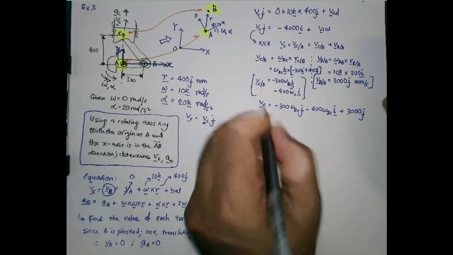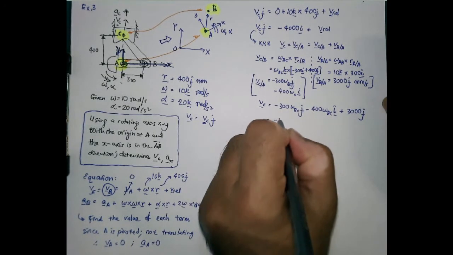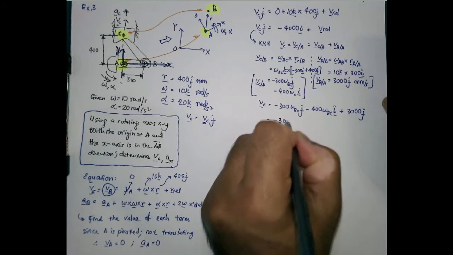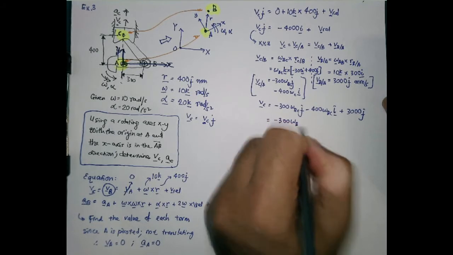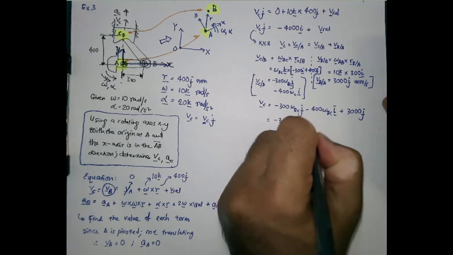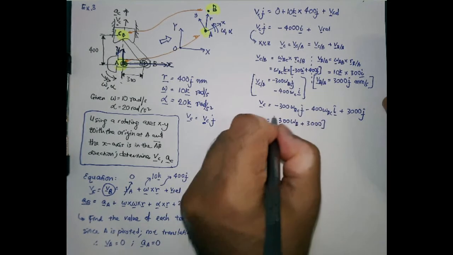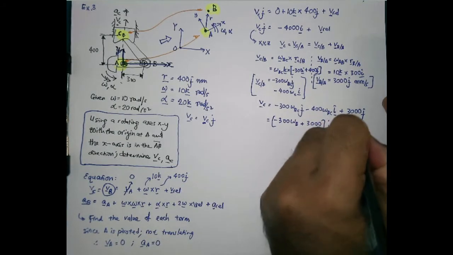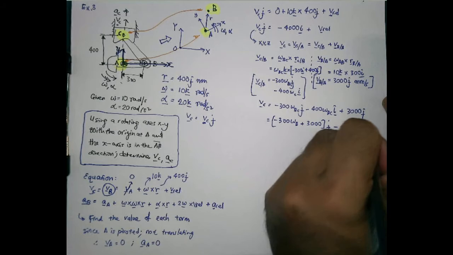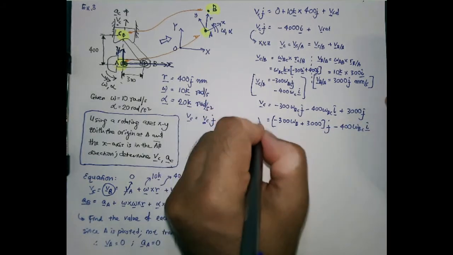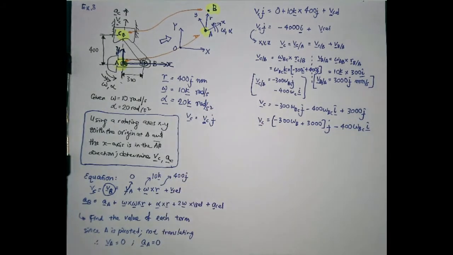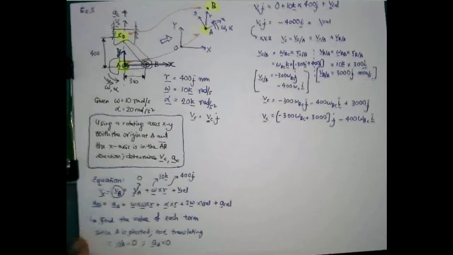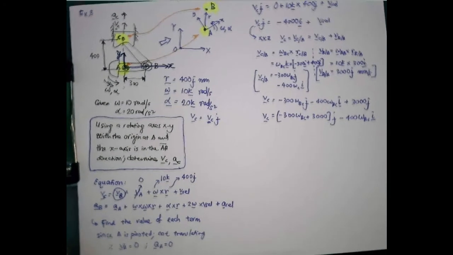So that is equivalent to minus 300 omega BC plus 3000 J, minus 400 omega BC I, and that's your VC. This is omega BC, yeah. So then we can find the V relative.